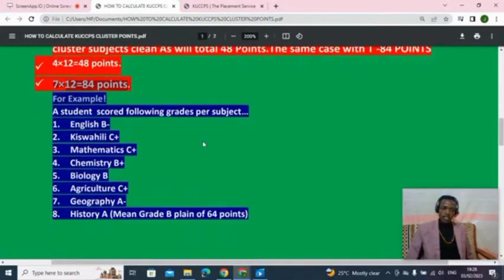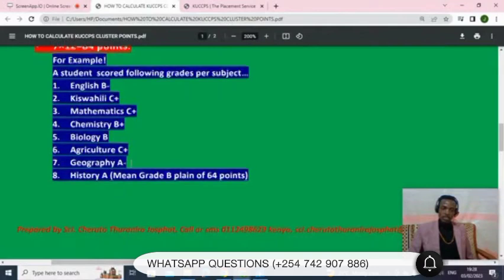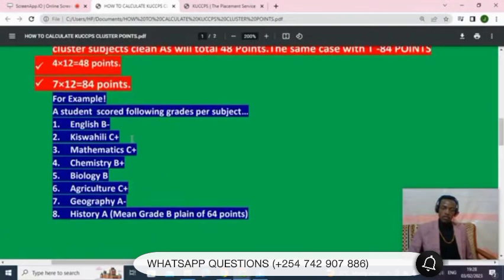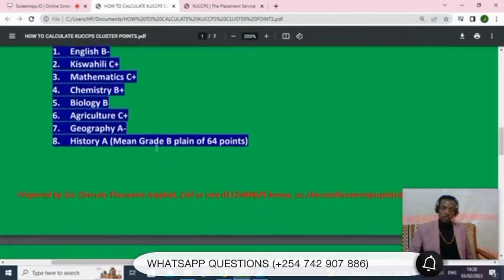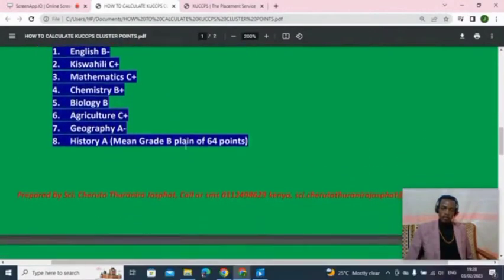For example, a student scored the following grades per subject. As you can see: English B-, Kiswahili C+, Mathematics C+, Chemistry B+, Biology B, Agriculture C+, Geography A-, History A plain. Therefore, the mean grade of this student is B plain of 64 points.